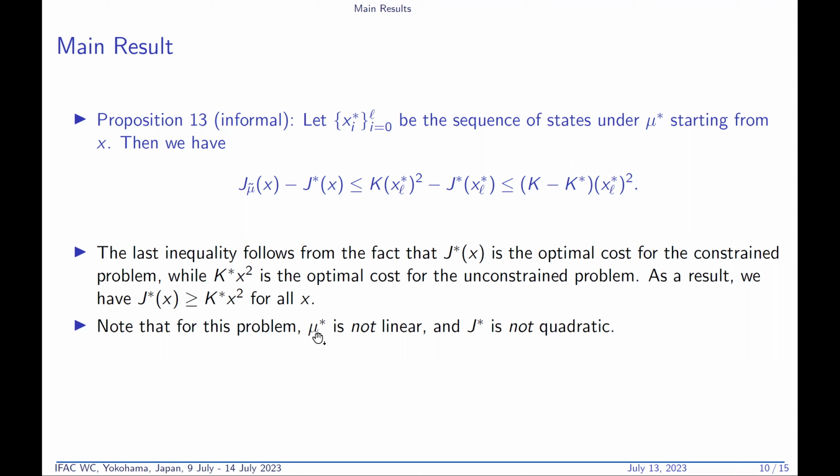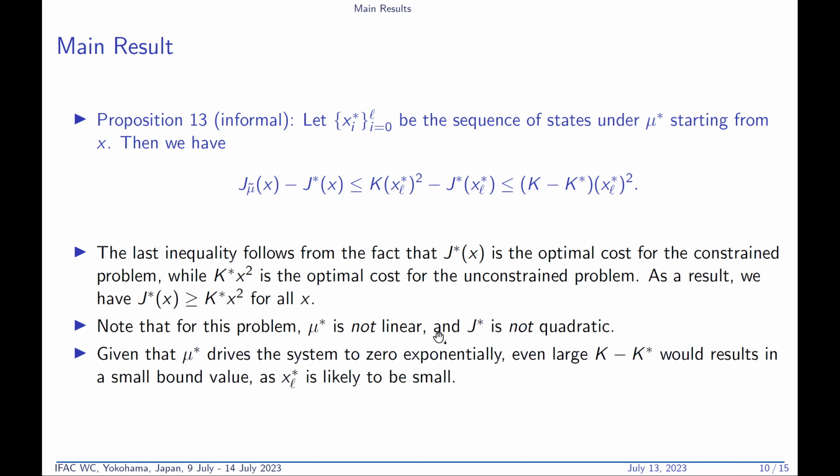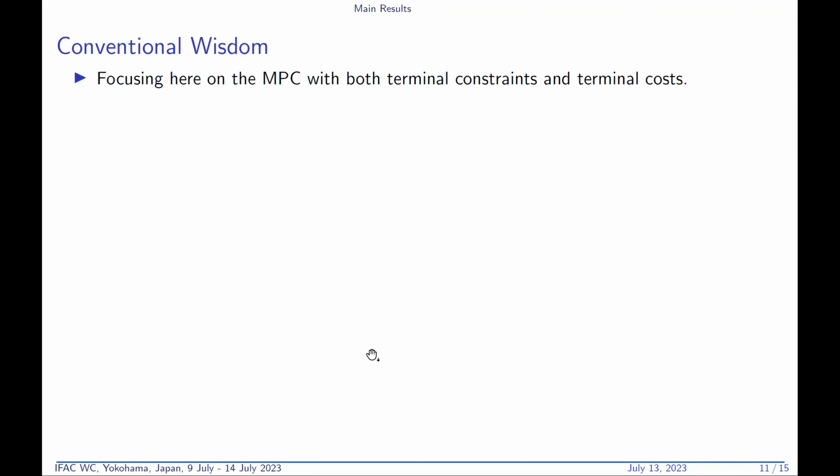Note that for this problem, since constraints exist, mu star is not linear and J star is no longer quadratic. Given that in practice, mu star drives the system to zero exponentially fast, even for large K and K star, the performance bound would be small if XL star is small. Then this performance bound gives us some intuition to design new approaches. Let's just focus here on the MPC with both terminal constraint and terminal cost.